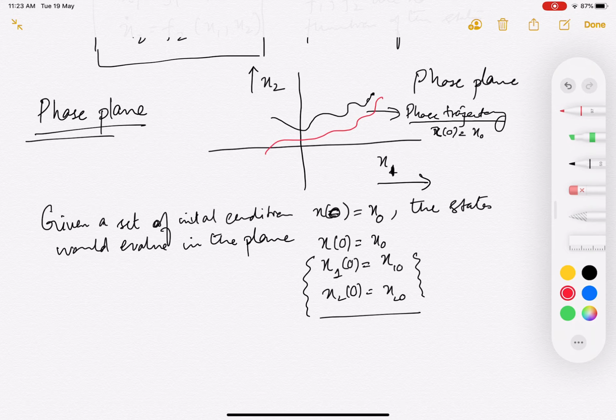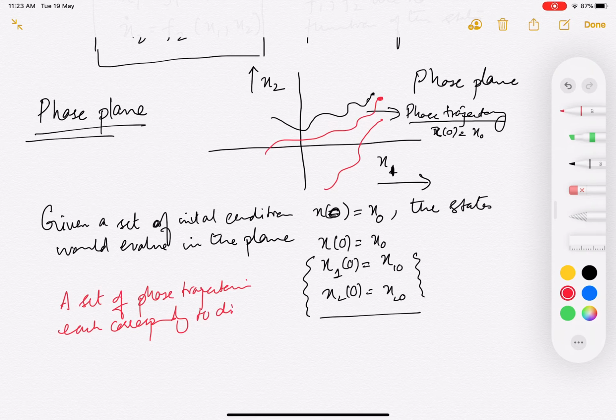Suppose with a different initial condition, your states evolve like this. For another initial condition, your states evolve like this. Then this portrait that you get is called the phase portrait. So a set of phase trajectories, each corresponding to different initial conditions, is called the phase portrait.